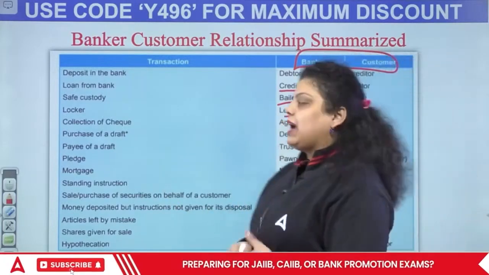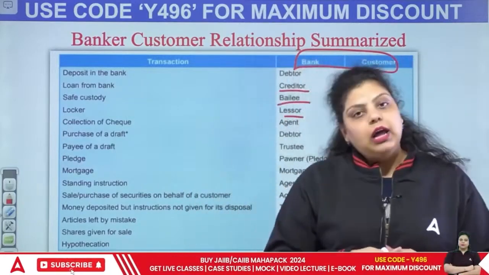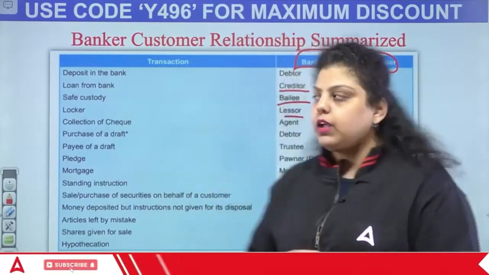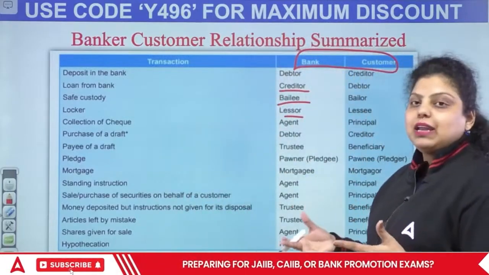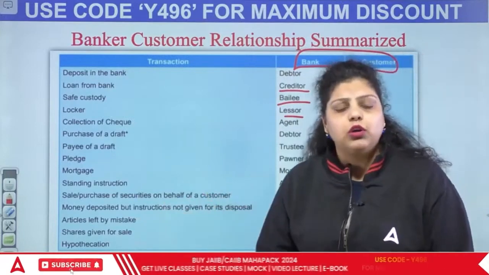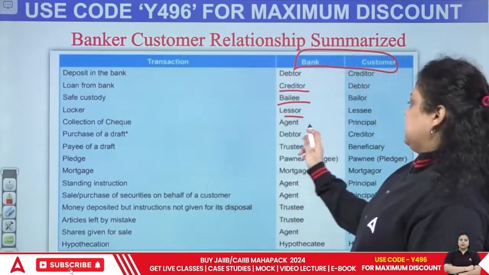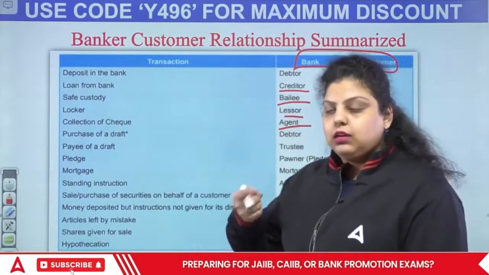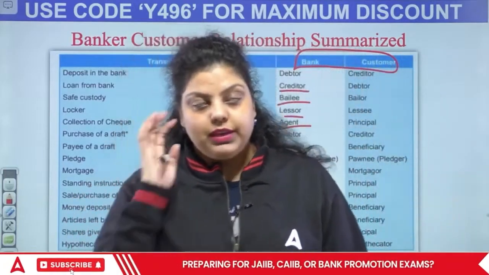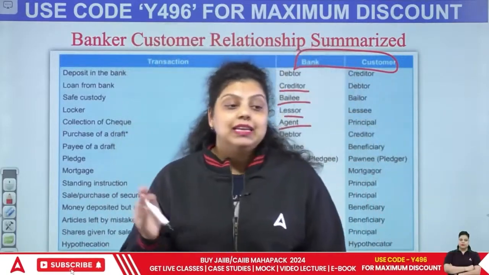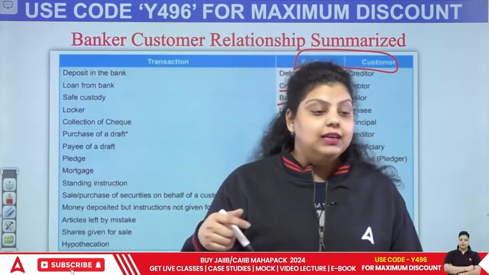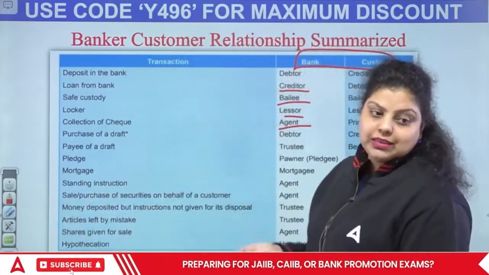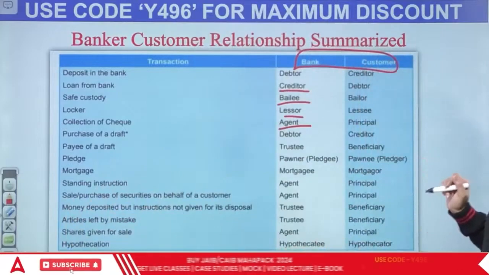Then lessor, bank will be a lessor when bank is allowing the customer to use a certain area in the bank premises as a locker, in which the customer can keep important documents or assets. Then agent, bank will be agent when the customer is ordering the bank to perform a certain transaction or activity, like check clearance or demand draft. When the customer orders the bank to provide certain services, that's where bank will be an agent.